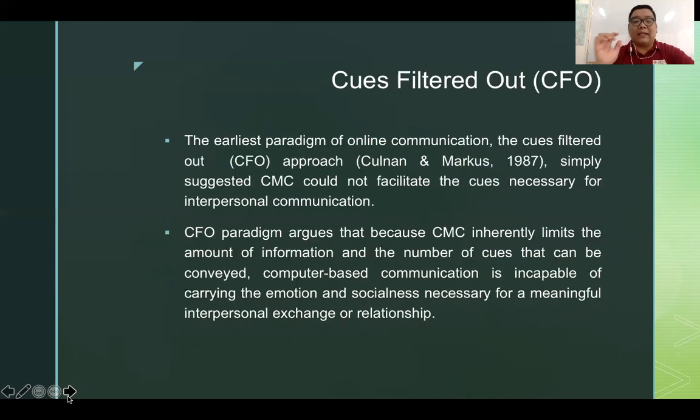So the first paradigm that I'd like to discuss is the cues filtered out, or the CFO. This earliest paradigm of online communication, the cues filtered out approach by Coleman and Marcus in 1987, simply suggested that CMC could not facilitate the cues necessary for interpersonal communication.